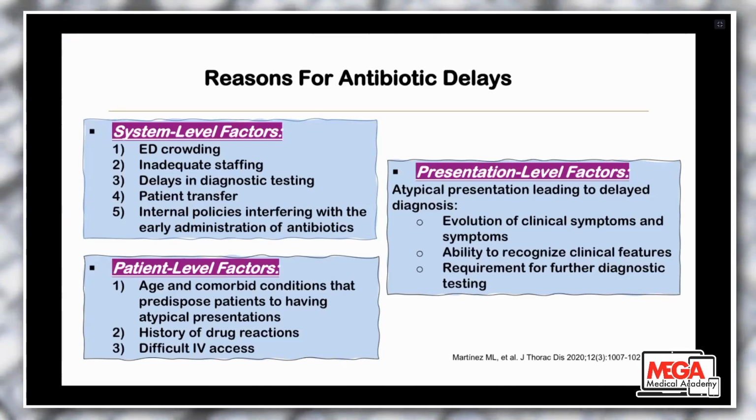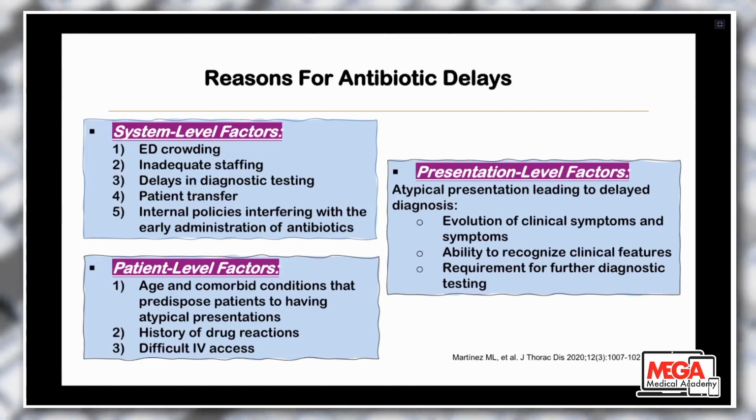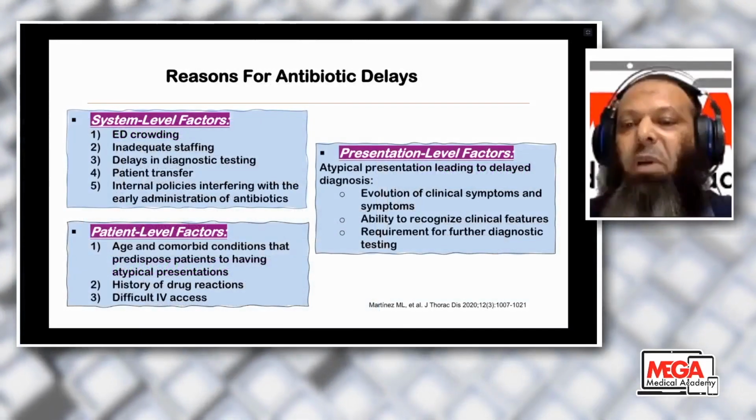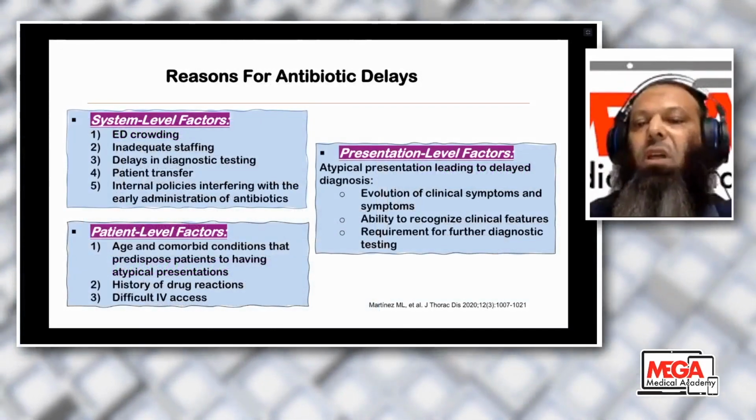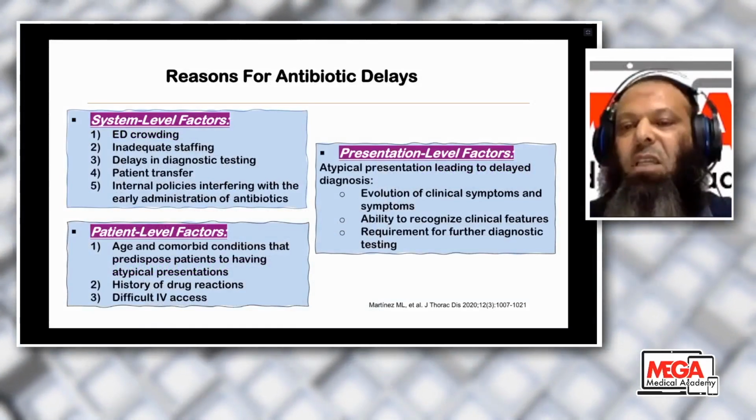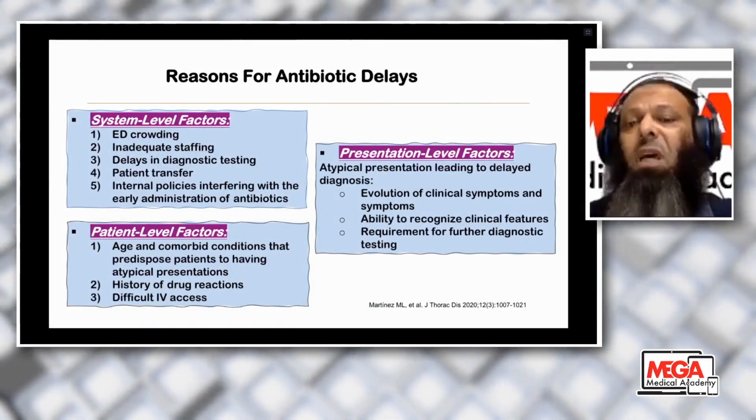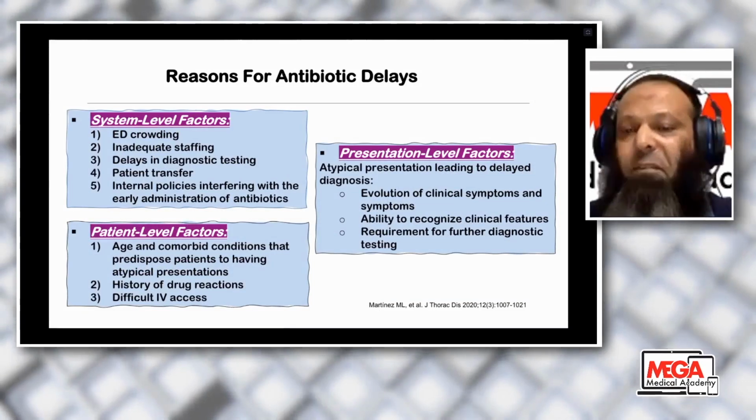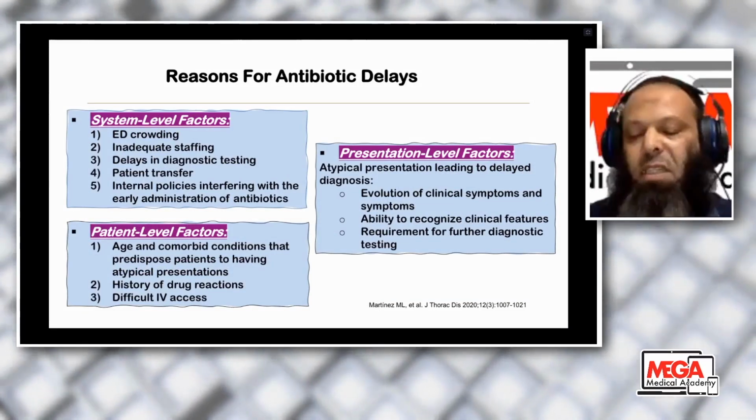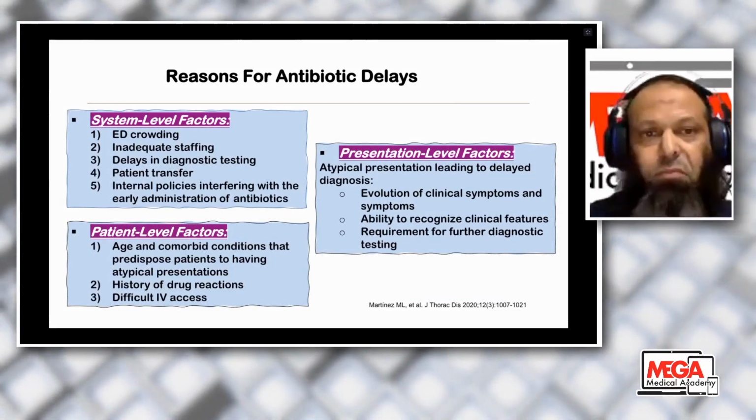What about the presentation level factors? The atypical presentation, of course, as we mentioned before, like in elderly people and the immunocompromised, leads to delayed diagnosis. Because of the evolution of clinical signs and symptoms, the ability to recognize clinical features, and the requirement for further diagnostic tests like imaging.